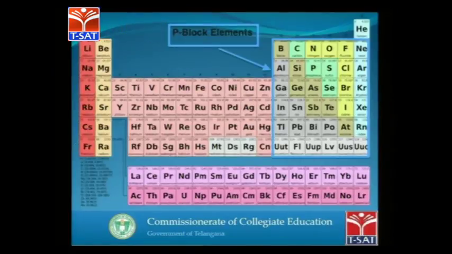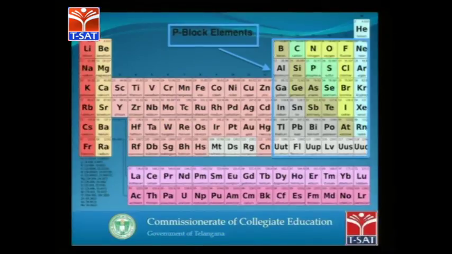They are 3rd A, 4th A, 5th A, 6th A, 7th A and 8th A. We can call them 13 to 18 groups. We can observe this in the periodic table, where they are placed on the right side, from the boron family to the zero group or 8th A group elements. So we are confined to the 3rd, 4th and 5th groups in the first semester syllabus.